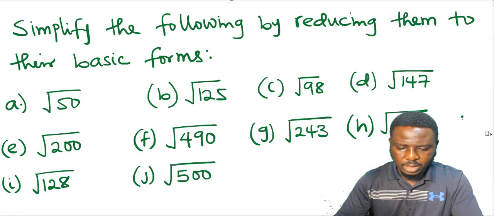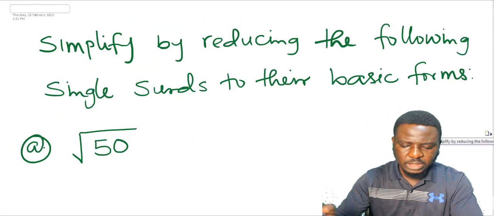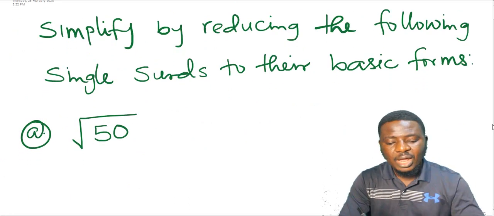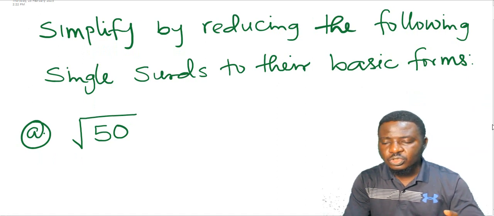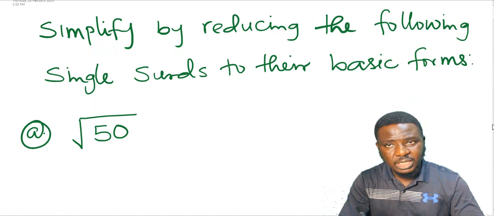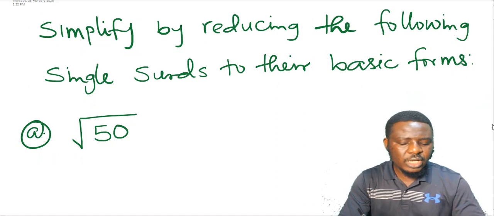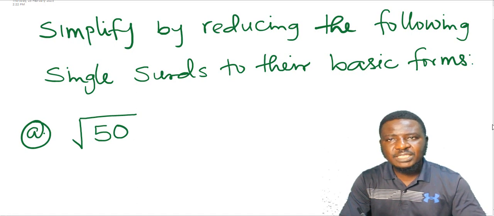Okay, let's take example 1. We are asked to simplify the following by reducing them to their basic forms. 1 says root 50. Just like I said, a surd is said to be in its basic form if the rational number under the square root sign cannot be expressed as a product of 2 factors where one is a perfect square. But looking at root 50, you discover that 50 can be expressed as a product of 2 factors where one is a perfect square, and that is 2 times 25. 25 is a perfect square, while 2 is not. So we can express that as a product of 2 factors.